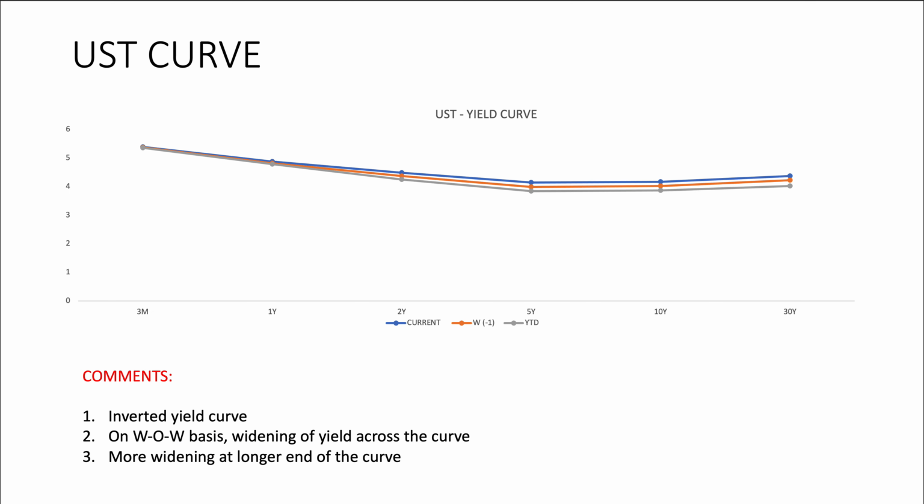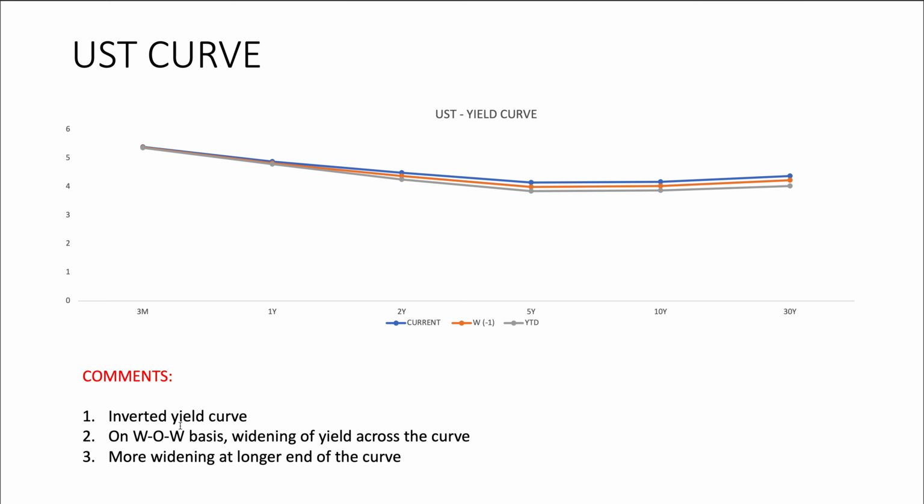Now on the next slide you can see the UST curve, the US Treasury yield curve, and here we can see that it's actually an inverted curve where the blue line is the current, the orange line is the last week's, and the gray line is the year to date.